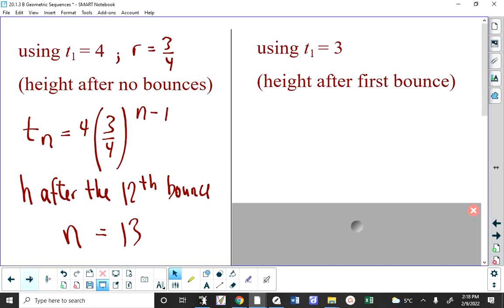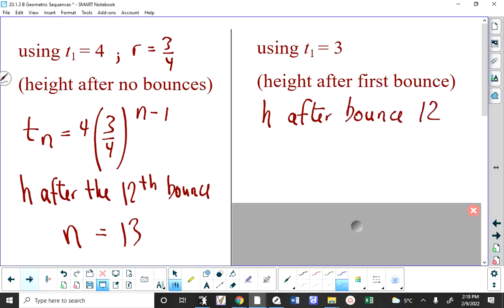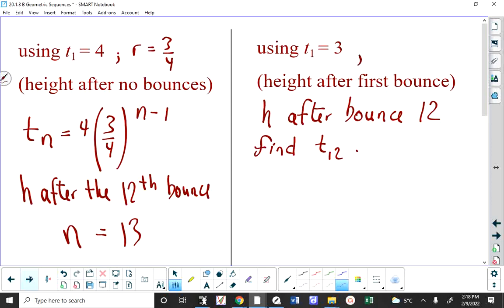So if we want the height after bounce 12, using this, we find T12. We've set it up so that the bounce number matches the term number, and then that's easier. So what would my general term be here? My first term is 3. My common ratio is 3/4. The general term now is 3 times 3/4 raised to the n minus 1.